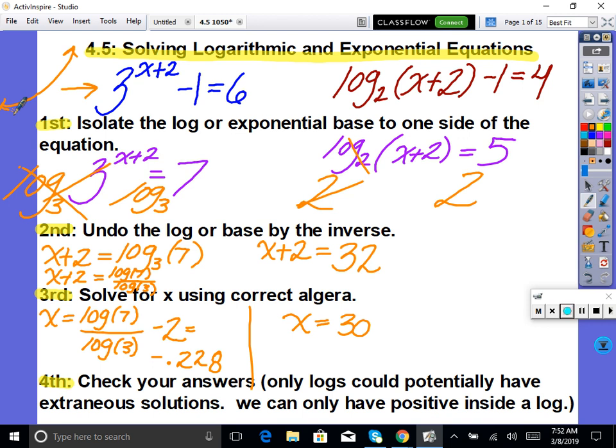Now, with logs, that's not true. We can only plug in, not that we can only plug in positives, but inside of a logarithm has to be positive, correct? So if we plug in our solution of 30, is it going to be negative inside the logarithm? No, so we're good, so it's not extraneous. All right, are we good? All right, awesome. Let's go on. Couple more examples then.